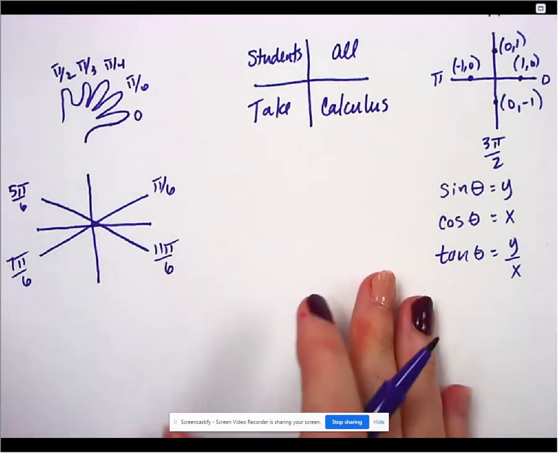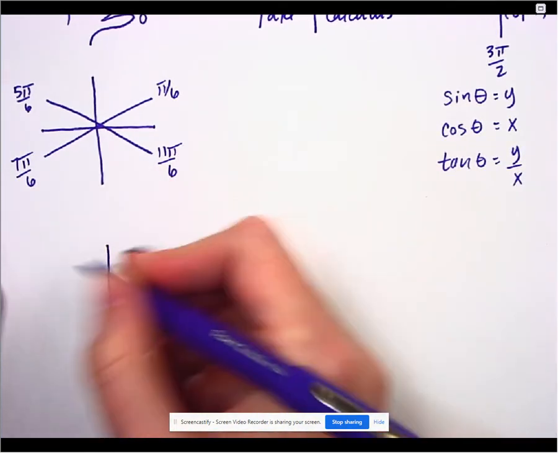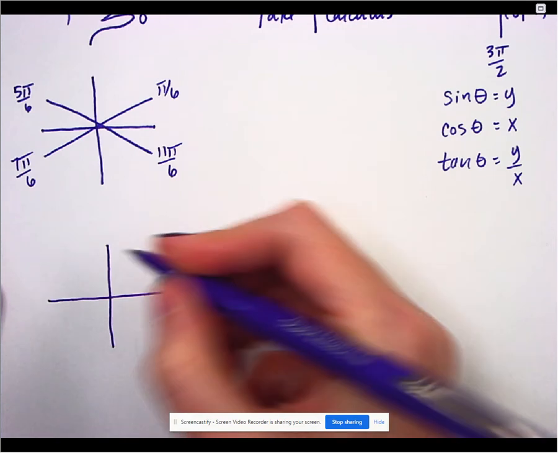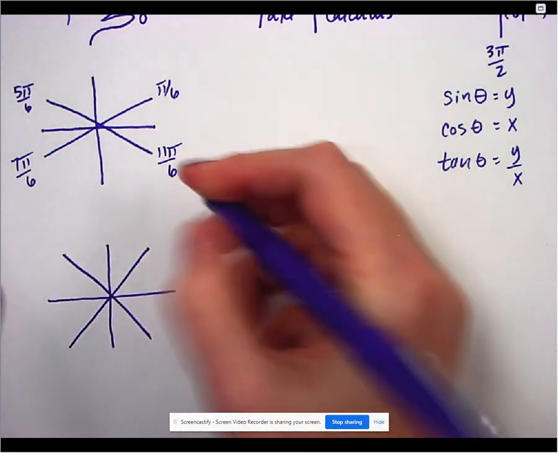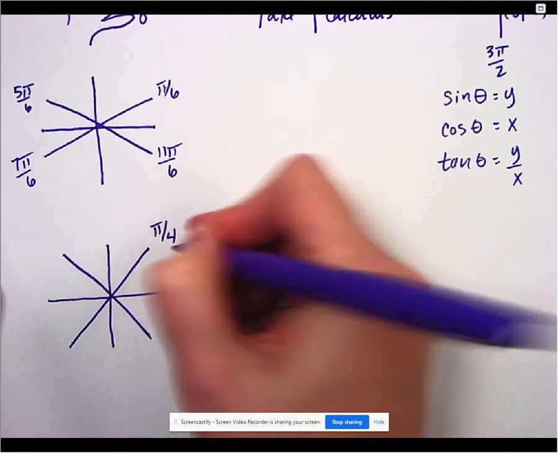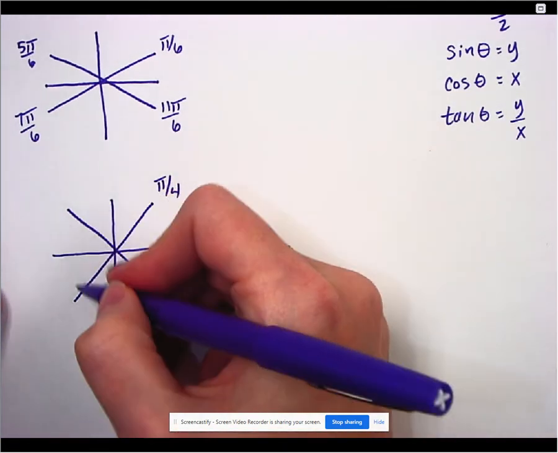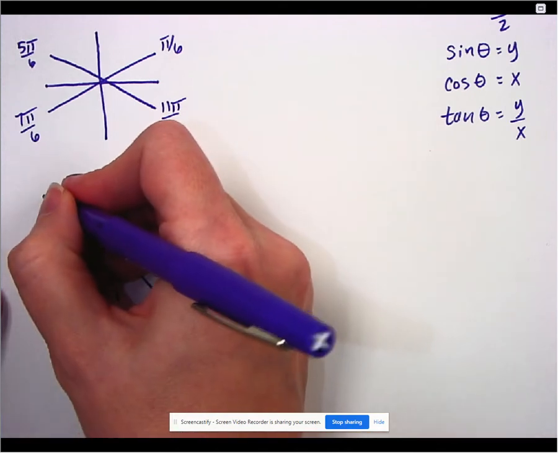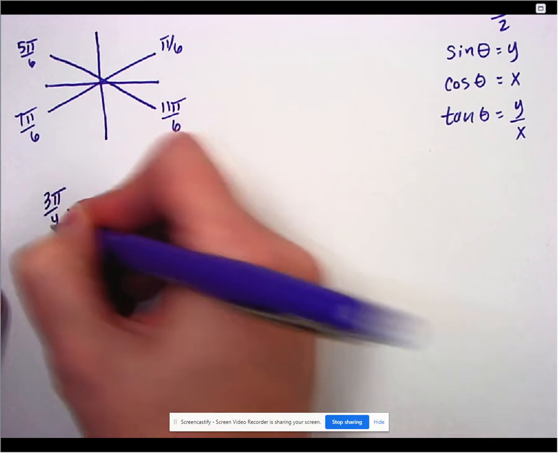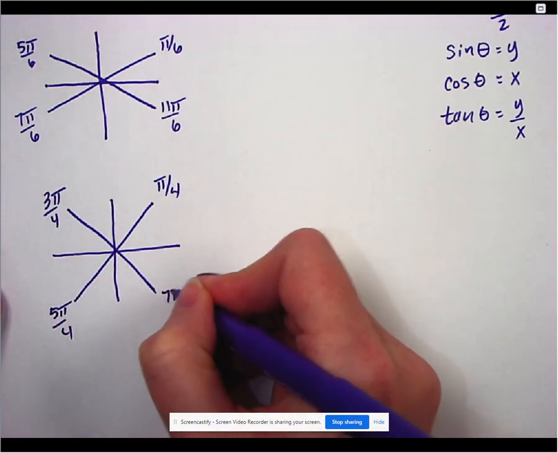All right, and then we will also do the same thing for pi over 4. Now the pi over 4 angles are easier to remember because as we go around, it's the next odd number over 4. So it would be 3 pi over 4, 5 pi over 4, and 7 pi over 4.